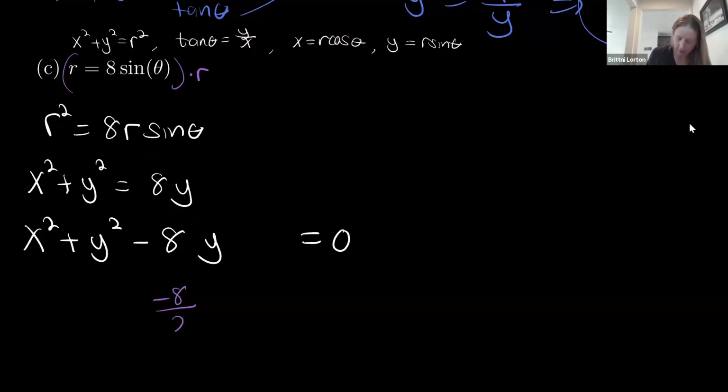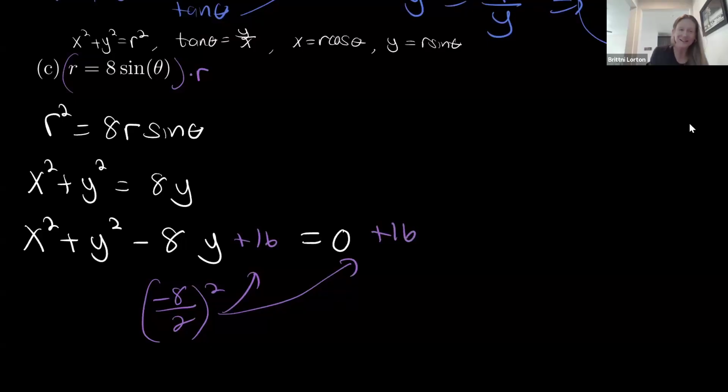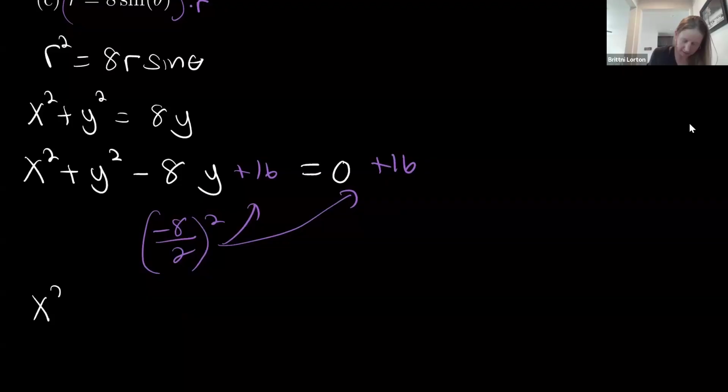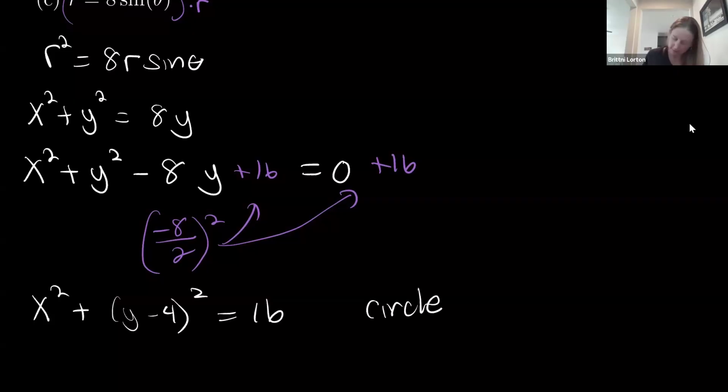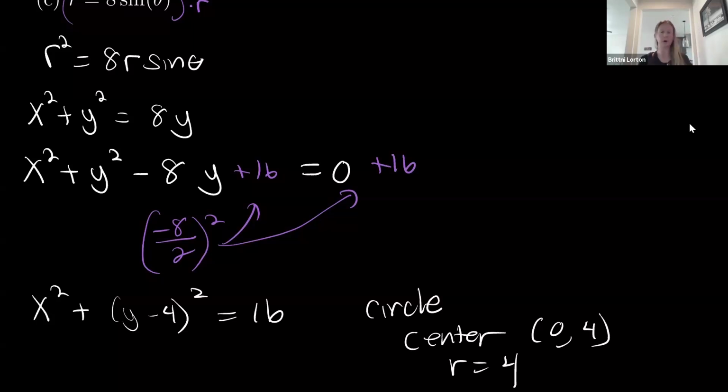Take the middle number, cut it in half, square it. That's what's added to both sides of that equal sign. And then we simplify from there. This will become x squared plus (y minus 4) squared equals 16. That is definitely a circle that has the center of (0, 4) and a radius of 4.